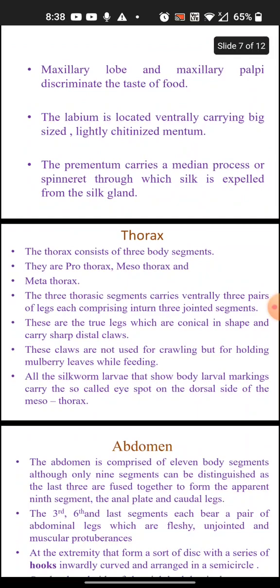Thorax. The thorax consists of 3 body segments. They are prothorax, mesothorax, and metathorax. The 3 thoracic segments carry ventrally 3 pairs of legs, each comprising in turn 3 jointed segments. These are the true legs, which are conical in shape and carry sharp distal claws. These claws are not used for crawling but for holding mulberry leaves while feeding. All the silkworm larvae that show body larval markings carry the so-called eye spot on the dorsal side of the mesothorax.